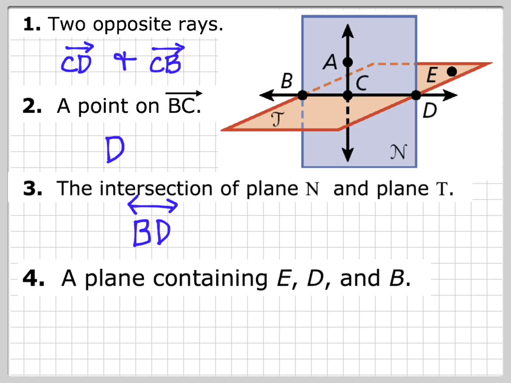Both the same thing. And then the last one, the plane containing points E, D, and B. Here's E over here, here's D here, here's B here. And it looks like this is the plane that contains them. I have two ways I could label this. I could call it plane T, or I could use the three letters EDB to label it.